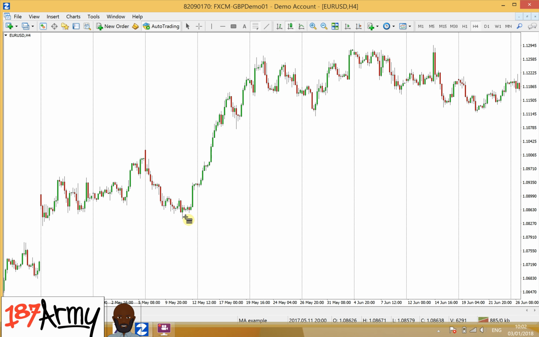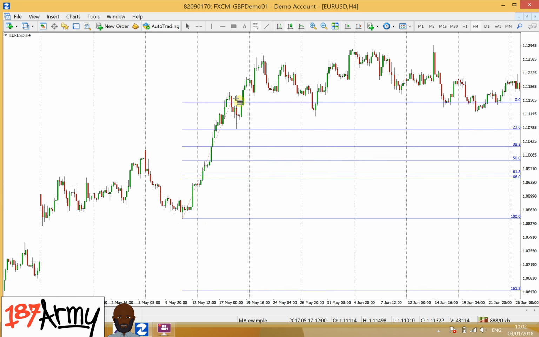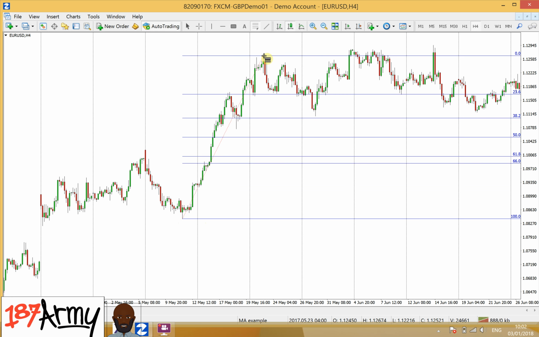So once you've clicked it, you can see that you've got the new crosshair where your cursor was, and you draw the Fibonacci from one low up to a high, so from that low to the high. And generally, if you're in an uptrend, the areas where you're likely to find most support is between 38.2, which is this level here, this blue line here, and 66.0.